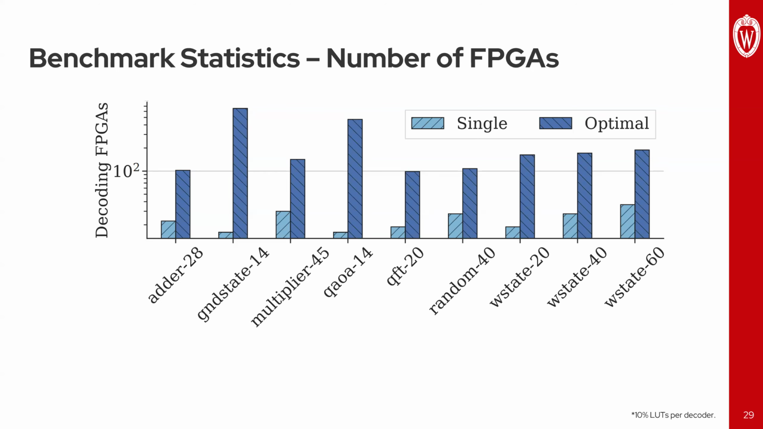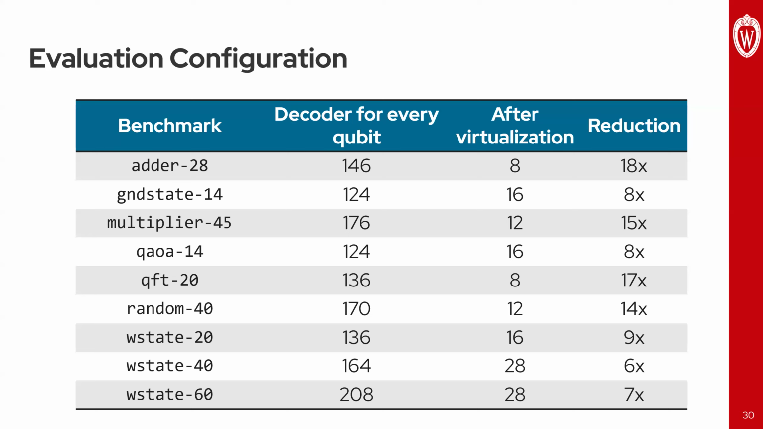After we virtualize everything and use the MLS policy, this is the data that I generated for all these different benchmarks. The second column is the number of decoders that you would need if you were to supply a decoder for every logical qubit. If we do virtualization and use a really good scheduling policy, we can reduce the number of decoders significantly. So what we see here is that by using virtualization, we can reduce the number of hardware decoders required by up to 18x. That's a big reduction, and this will obviously translate into the number of FPGAs or ASICs that you need for implementing those decoders in hardware.